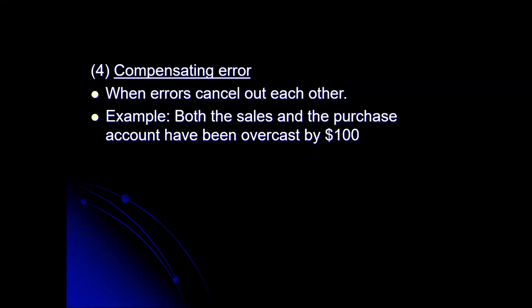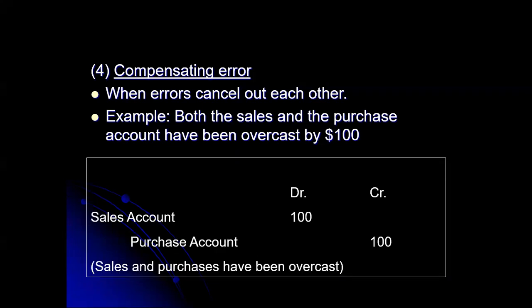So we need to reduce 100 from sales and purchase. Hence, we need to debit sales and credit purchases for 100. We need to debit sales account by 100 and credit the purchase account for 100.